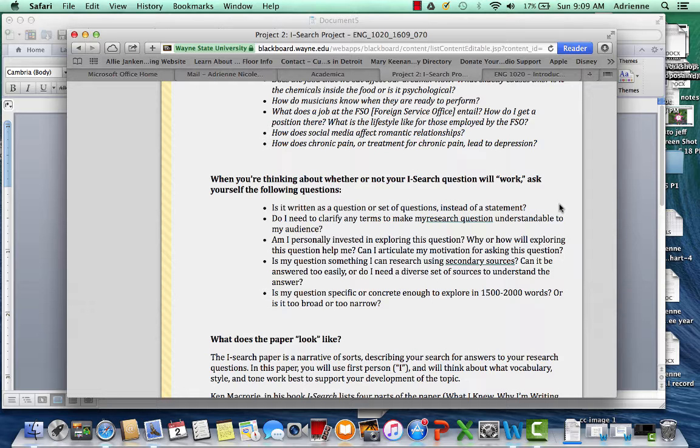Can it be answered too easily, or do you need a diverse set of sources to understand the answer? If you really could just find one Wikipedia site and everything you need to know is there, then it's probably not a good research question. And then finally, is your question specific or concrete enough to explore in 1,500 to 2,000 words? So about the same length of the paper that you just wrote. Or is it too broad or too narrow?